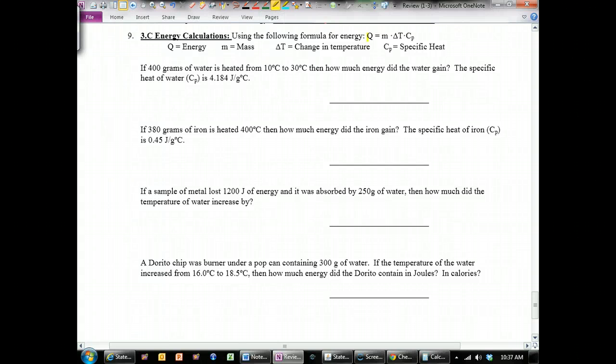This problem has you using the formula Q equals m delta T Cp, where Q represents the amount of energy in joules usually, m represents the mass of the object that's getting heated up or cooled down, and delta T represents the change in the temperature. It's positive if it heated up and negative if it cooled down. Cp has to do with the specific heat of the material, and it changes depending on what material you have.